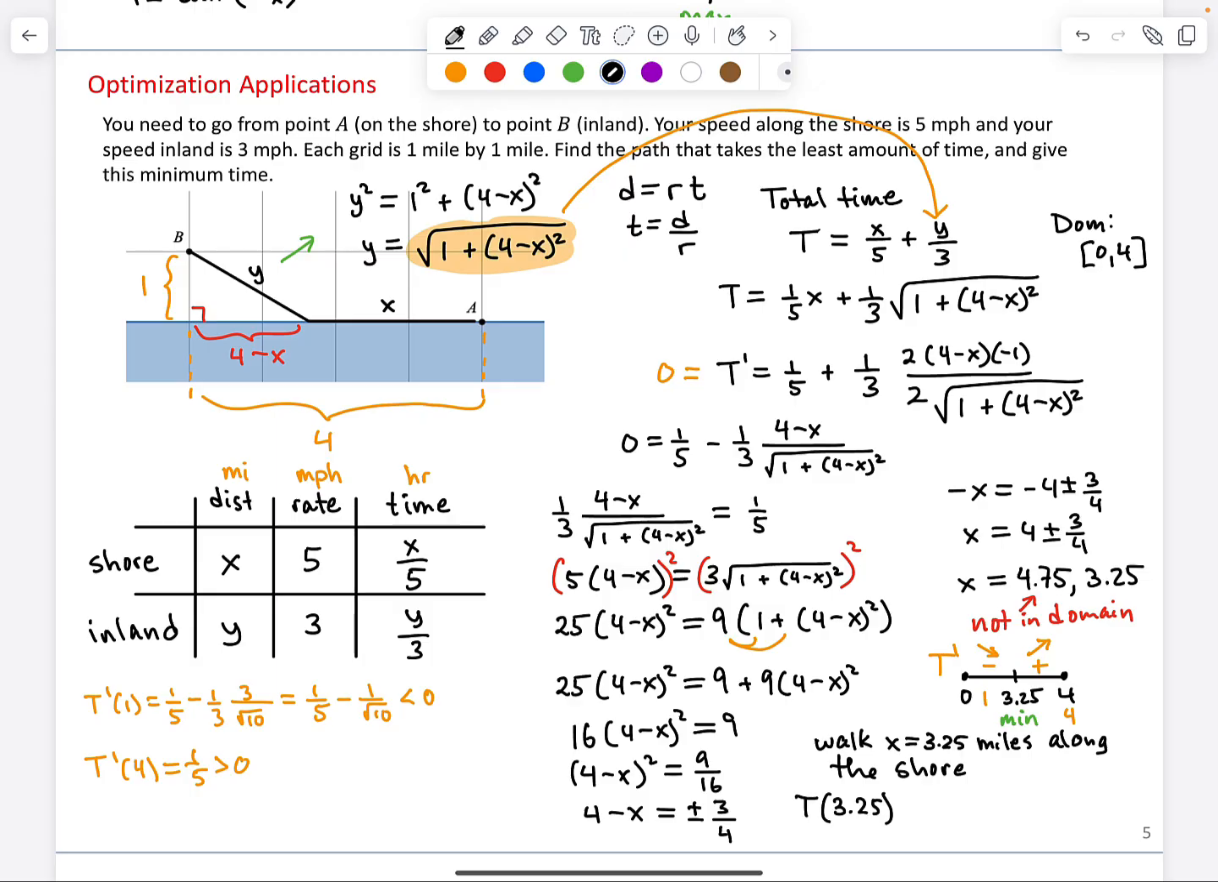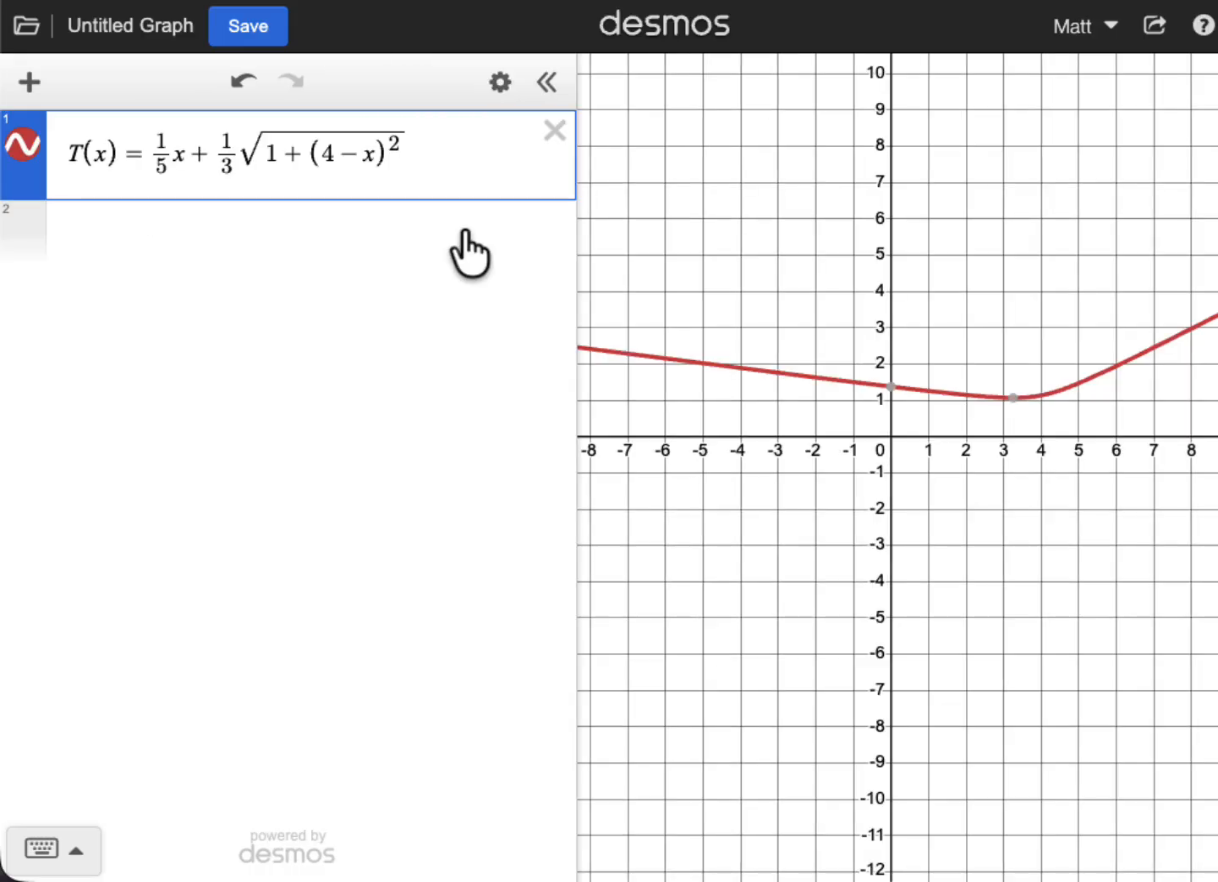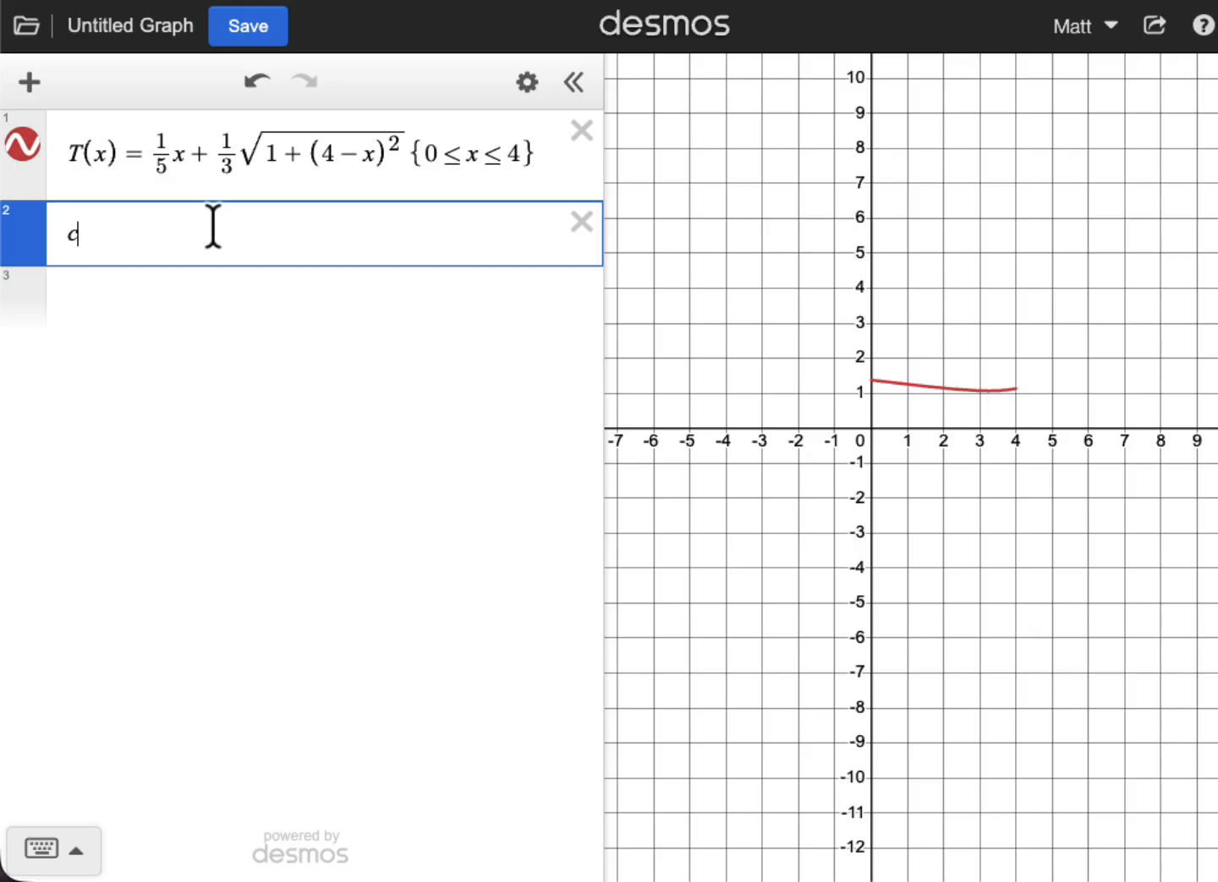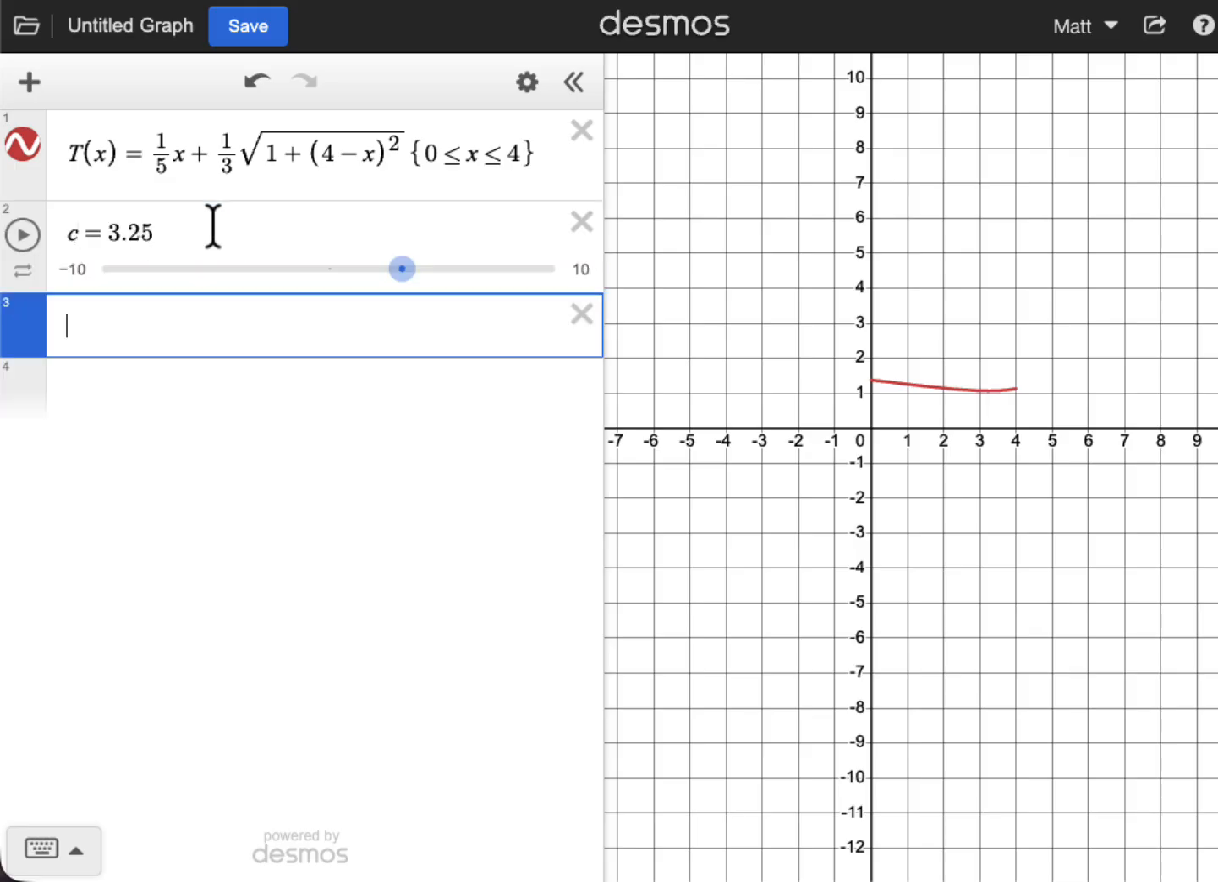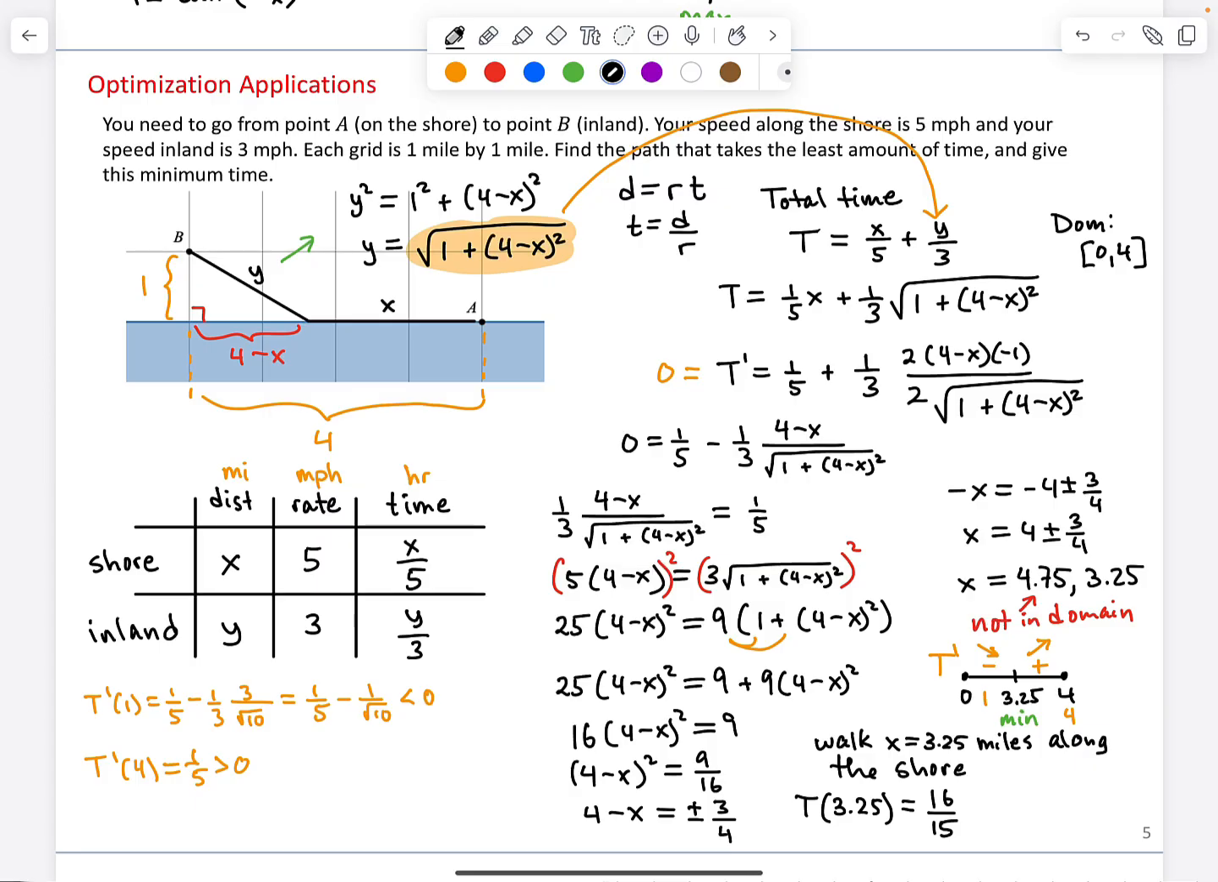And the total time when x is 3.25, we'll plug 3.25 into this capital T function. I'll use technology to help. So type in the capital T of x function, crop it. We see the critical number was when x was 3.25, and I'll evaluate capital T at this critical number. And we get a decimal, which can be converted to a fraction, 16/15. And this will be measured in hours. And this is the minimum travel time.